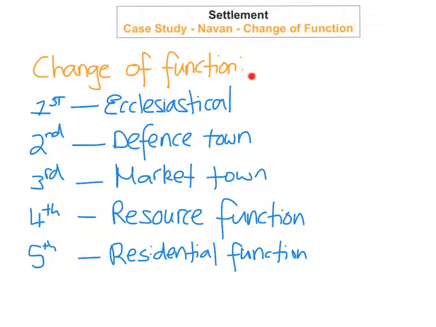So you can see how the functions of Navan have changed over time. It was first ecclesiastical, then it changed to a defence town, then a market town, then a resource function, and now a residential. In your Junior Certificate examination, you might be asked to explain two reasons why an example of a settlement has changed its function over time. Navan is a very good one to use because, as you can see, it's changed its function quite a few times.